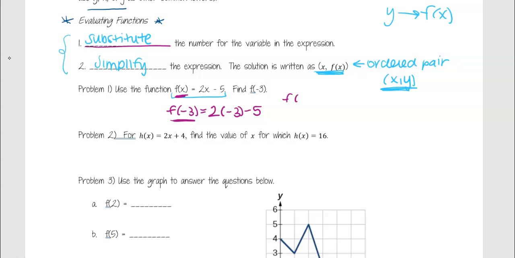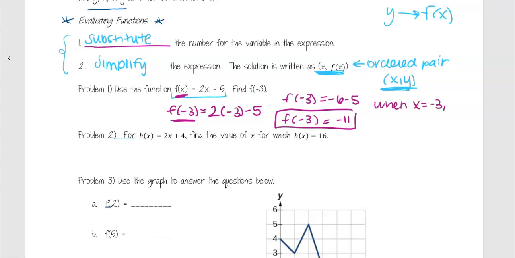So I have f of negative 3 equals 2 times negative 3 is negative 6 minus 5. F of negative 3 equals negative 11. So what that means is, and let's write this out for the first time, when x is negative 3, y, or f of x, equals negative 11. We can write that as a point, negative 3, comma, negative 11. It's our x value and our y value. Let's check out another one.